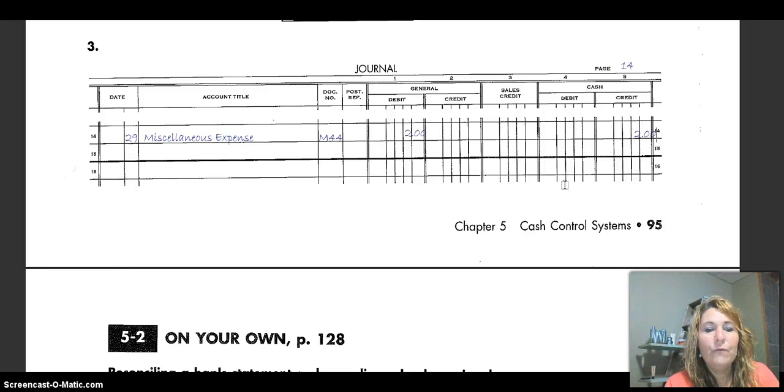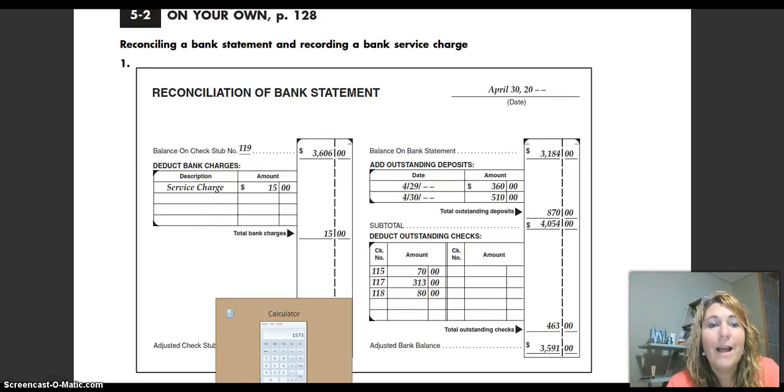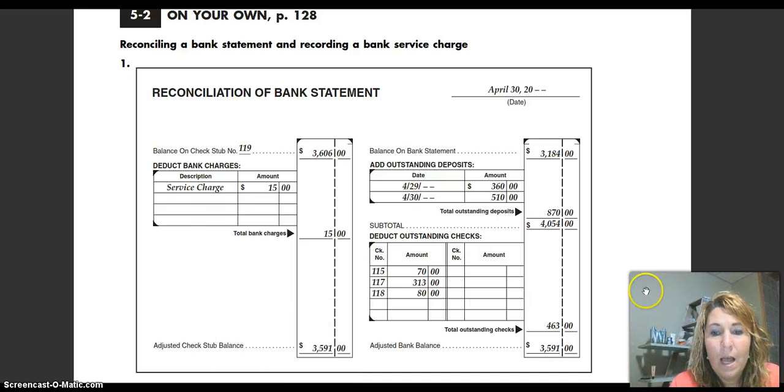So go ahead and do 5-2 on your own. Pause the video and then double check to make sure you got the right answers. Okay, we're back. This is 5-2 on your own, reconciling your bank statement. This is what you should have got. Your total adjusted balances should both be $3,591. Make sure that both of those match. If not, you need to go back and find your mistake.